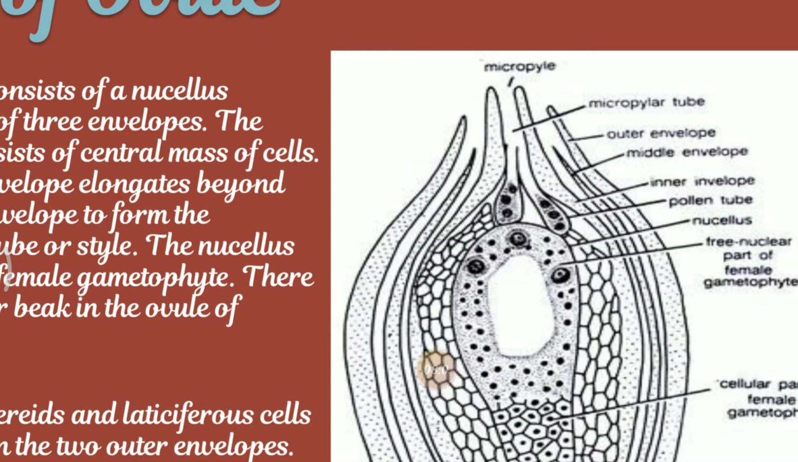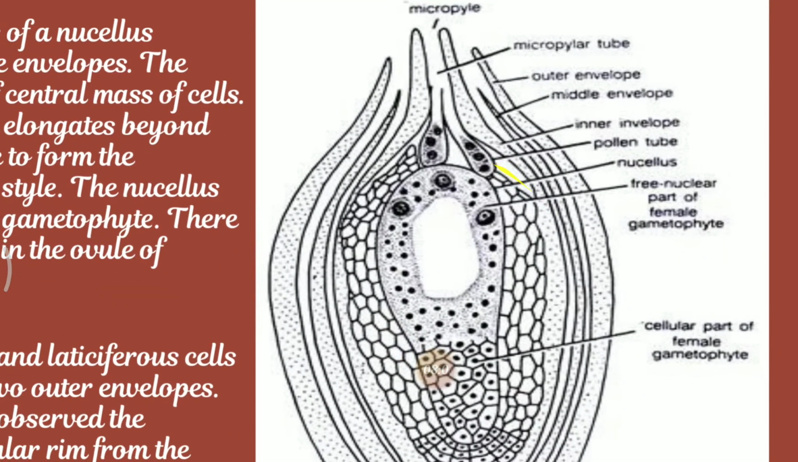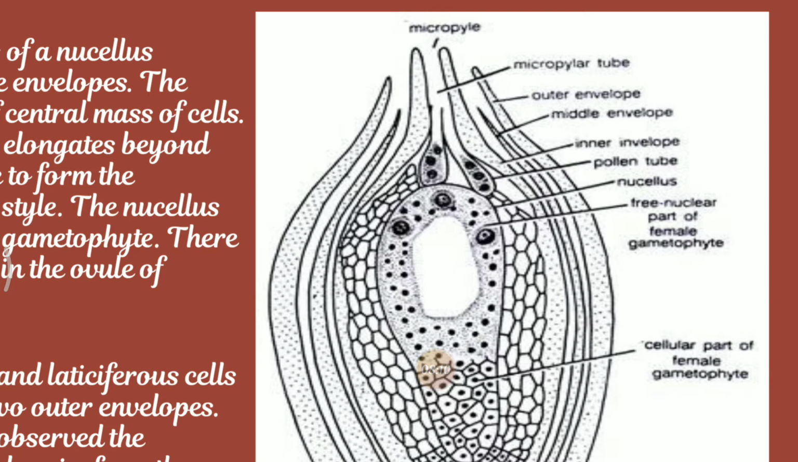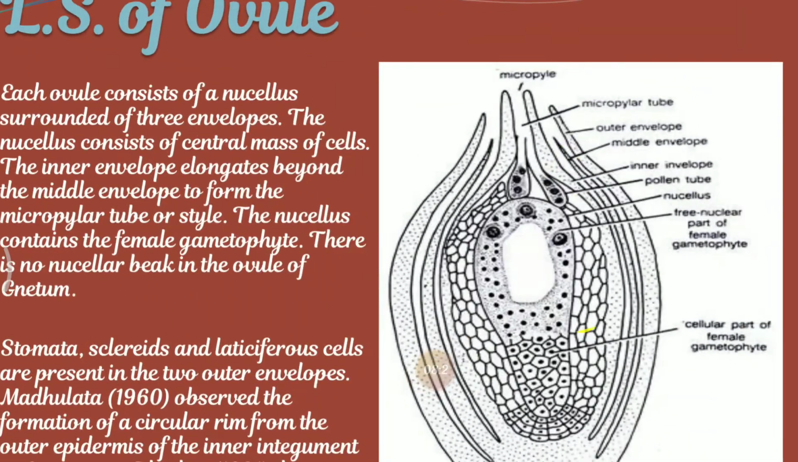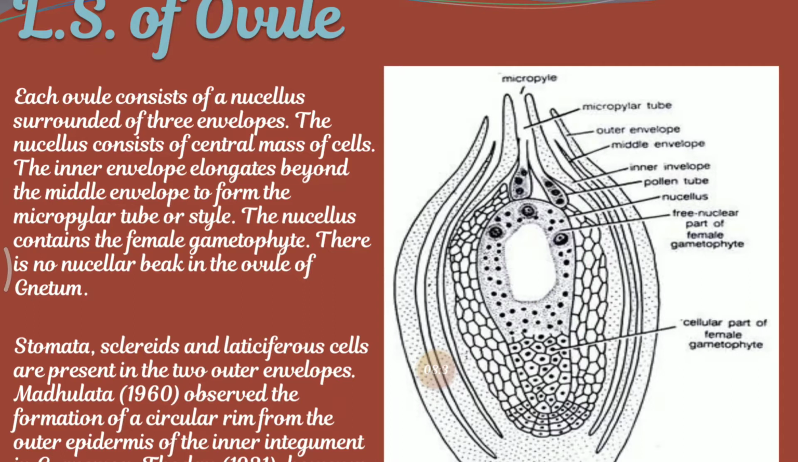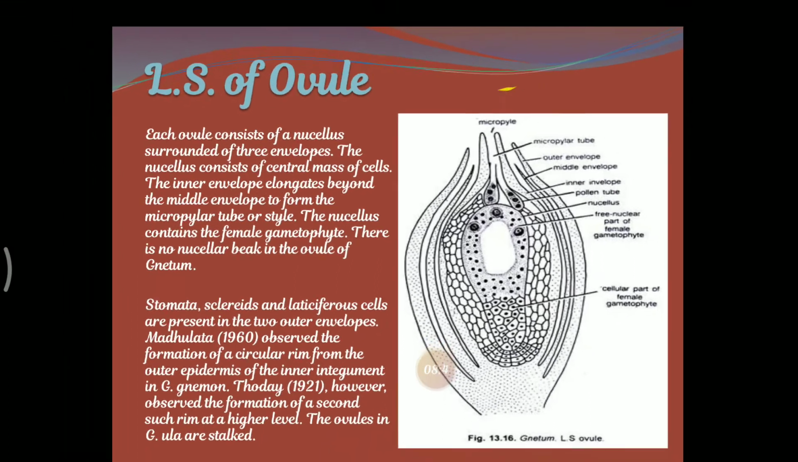In some species, the middle integument is stony. As we see in Pinus, there also we see three different layers of the integument: the outer fleshy layer, a middle stony layer, and an inner fleshy layer. All the three integuments receive vascular supply here. So this is the particular ovule of Gnetum, and here the outer integument is analogous to the ovary and the inner two are the real integuments. And we can call them the real integuments.